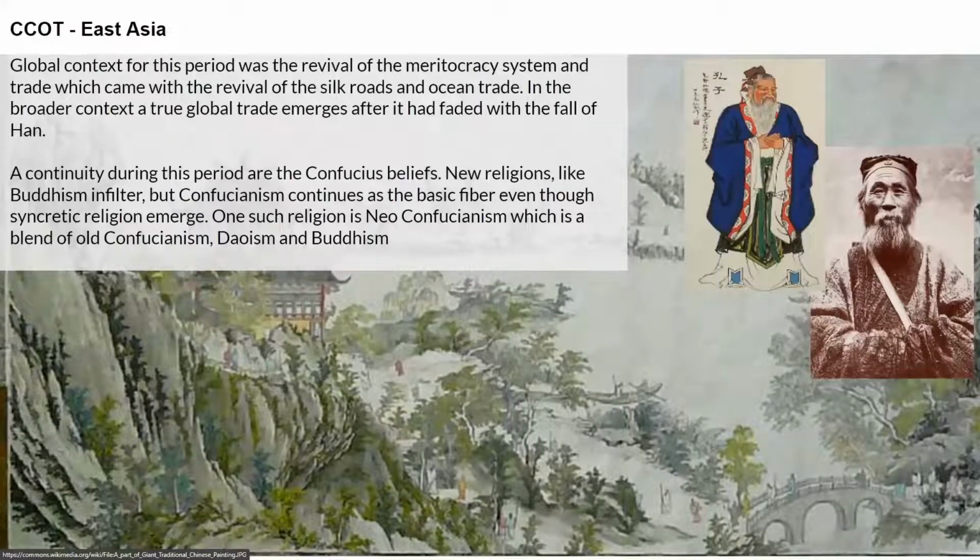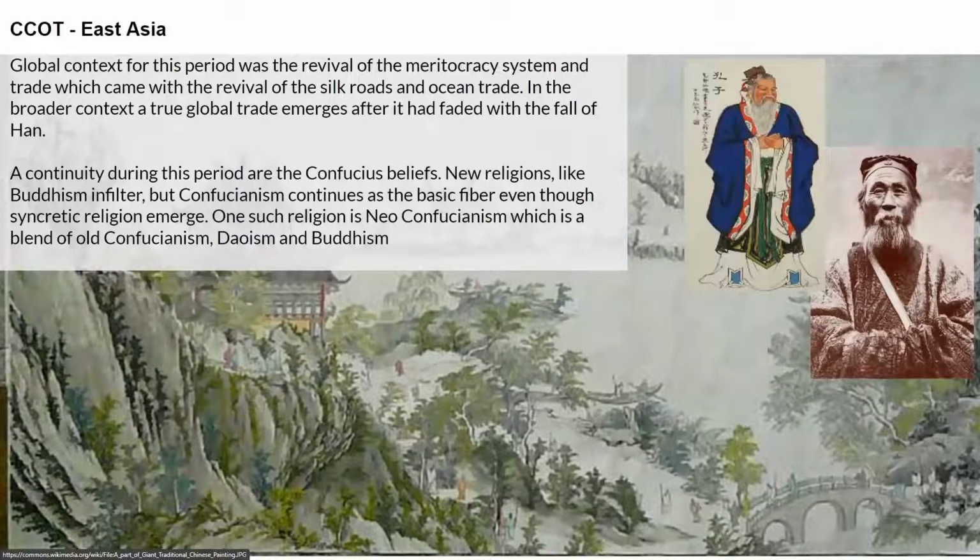A continuity during this period was Confucian beliefs. New religions like Buddhism infiltrate, but Confucianism continues as the basic fiber, even though a syncretic religion emerges. One such religion is Neo-Confucianism, which is a blend of Old Confucianism, Daoism, and Buddhism, which I will get into more. But really, these were the two main religions that everybody believed in during this time period, and Daoism being the main philosophy at this time.